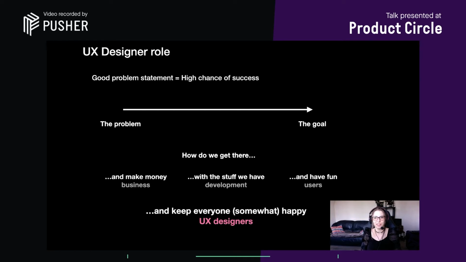By everyone, I mean the business development and the users. We have to connect the dots on the way. So I put somewhat in that sentence because obviously we all know it doesn't always play out as we intended to. But somewhat is a good place to start.